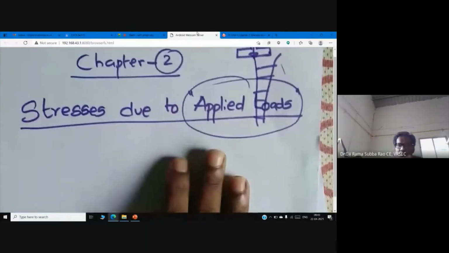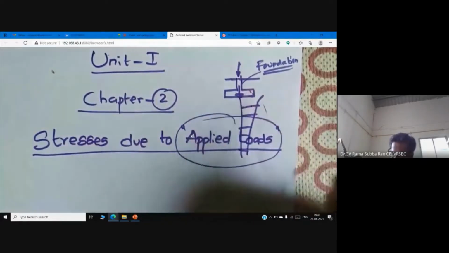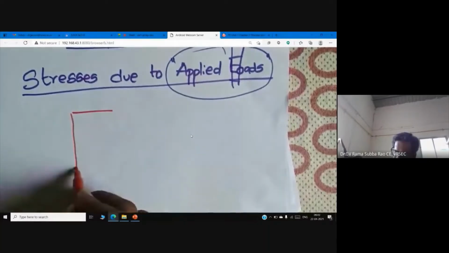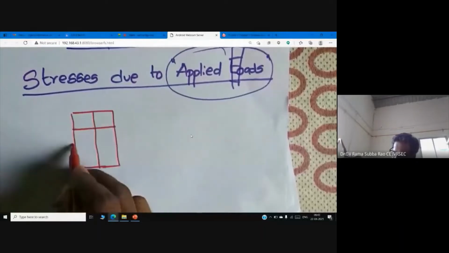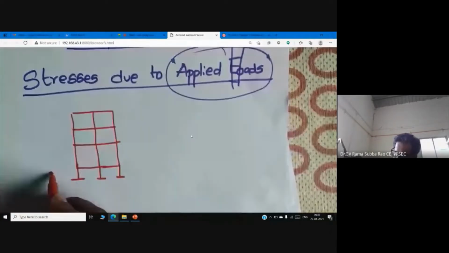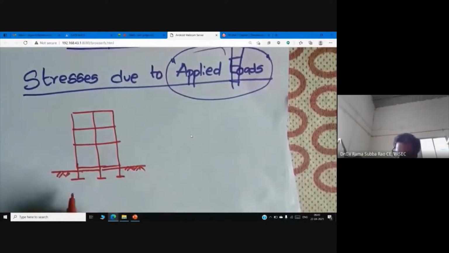Stresses due to applied load. We are going to construct a foundation on soil. Just see a building. This particular building has a foundation within the ground. Now this foundation imposes stress on soil.